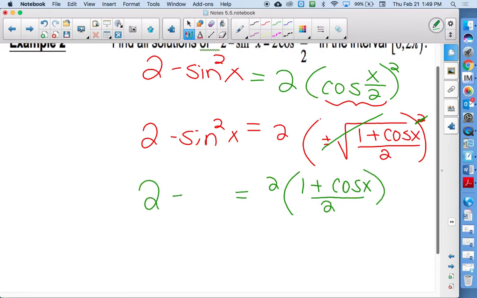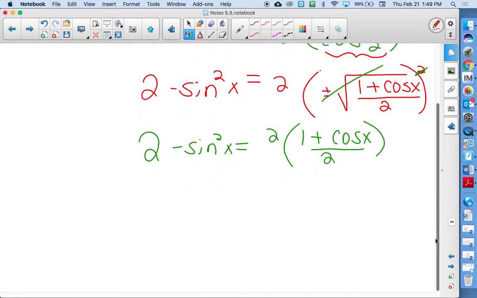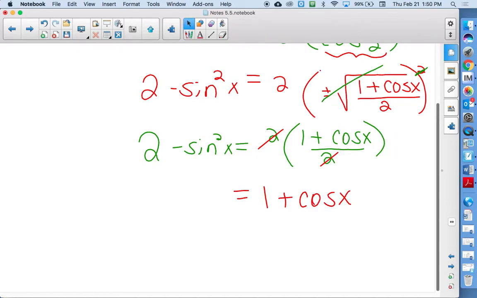Libby, what else can we do on the right side? You can get rid of the 2 in the denominator because they're multiplying by 2, so they also cancel out. Great. So a nice thing that all this stuff cancels. So the 2, we're multiplying, we're dividing. Now we have 1 plus cosine.